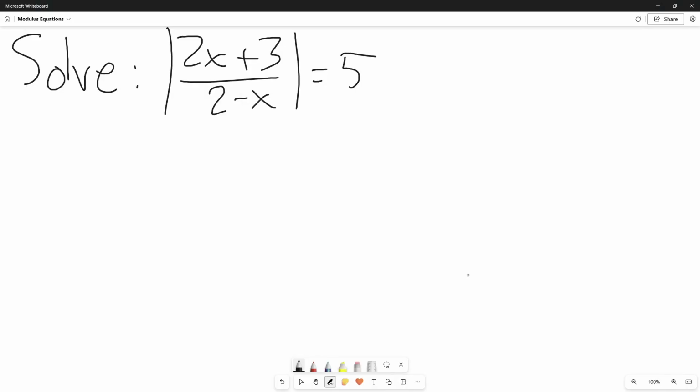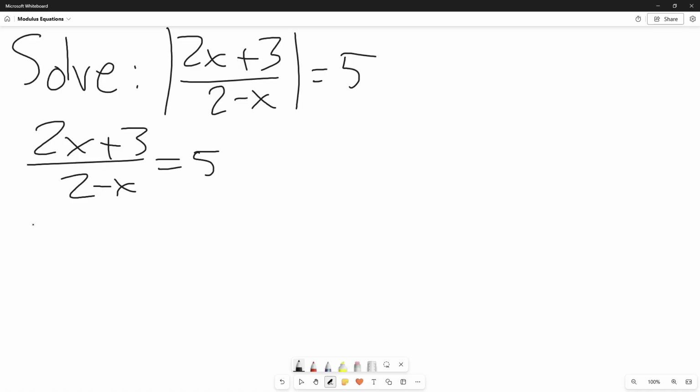So if you think you know how to do this one, pause the video and try it. This problem asks to solve the modulus equation: the absolute value of (2x plus 3) over (2 minus x) is equal to 5. And as always, the first thing you need to do is get rid of the modulus. So like this. And then you need to write another equation where you turn one of the sides into a negative. For this, I'm turning the 5, the right side, into negative because I feel like it's easier.